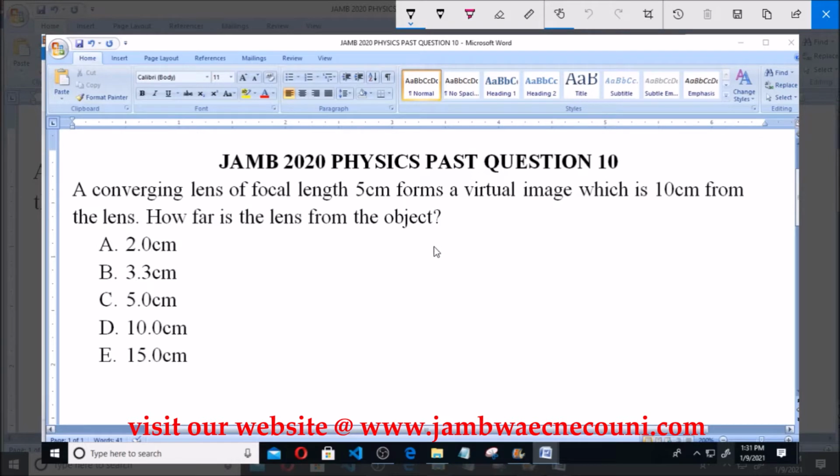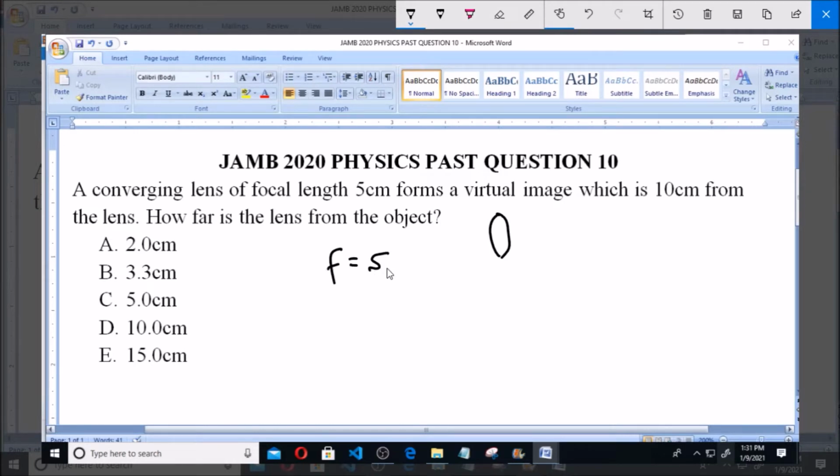A converging lens is a convex lens. This is a converging lens. Now, the focal length of this converging lens is 5 cm. F is equal to 5 cm, and it forms a virtual image. Now, this virtual image is 10 cm, that's V, from the lens. We're now asked to find the object distance, which is U.